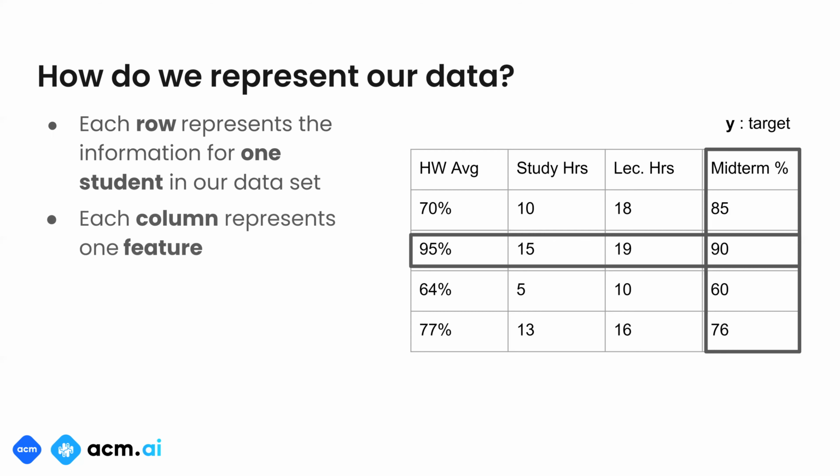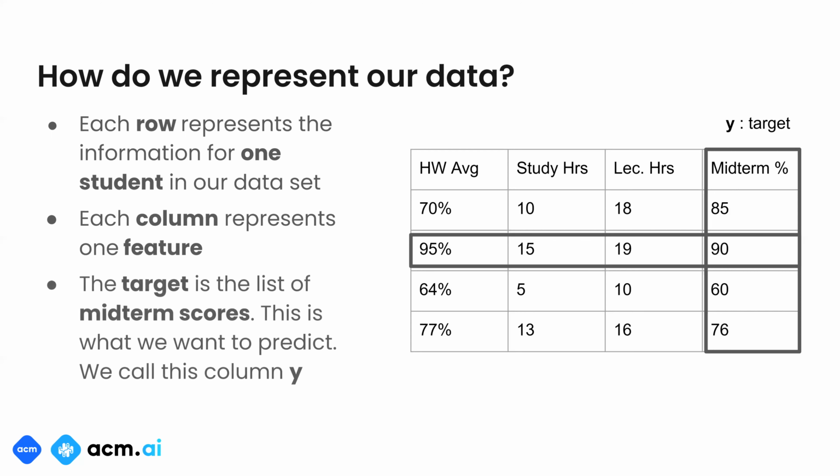On the flip side, each column is one feature. That basically means one certain category or feature that we're looking for in our data. Homework average, study hours, and lecture hours are our features in this case. And lastly, in the fourth column, we have midterm percentage, which is our actual target. This is what we want to predict. So our data table is structured so that rows are data points as a whole, columns are features, and the final column is our results. Does that make sense to everyone? Awesome.